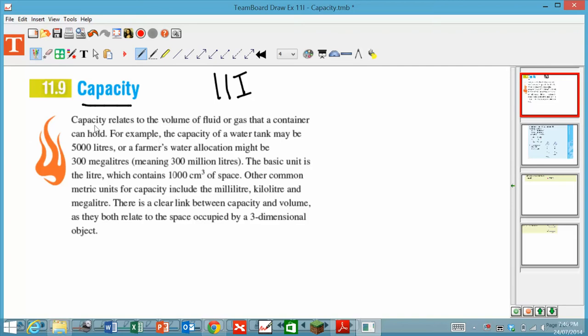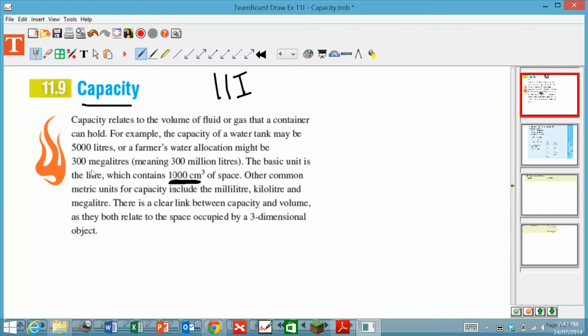Capacity relates to the volume of fluid or gas that a container can hold. For example, the capacity of a water tank may be 5,000 litres, or a farmer's water allocation might be 300 megalitres, meaning 300 million litres. The basic unit is the litre, which contains 1,000 cubic centimetres of space, and that's really important to know.